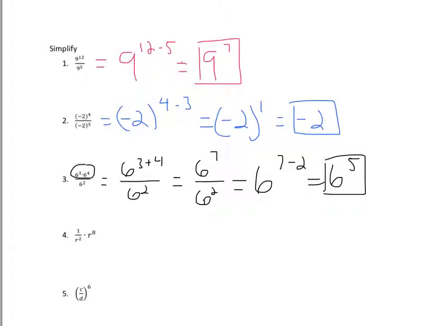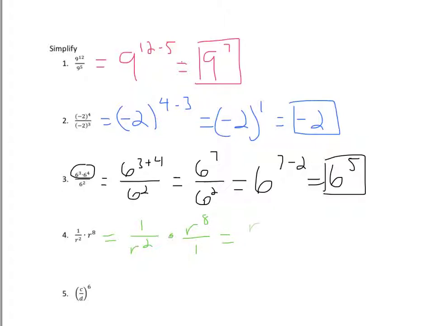Okay, number 4 here, we've got 1 over r squared times r to the 8th. This is going to bring in some multiplying fraction stuff. We know that to multiply fractions, we just multiply straight across. So 1 over r squared times r to the 8th. Well, r to the 8th is the same thing as r to the 8th over 1. You need to have a fraction for both in order to do the multiplication. And then we multiply straight across, the top and the bottom.